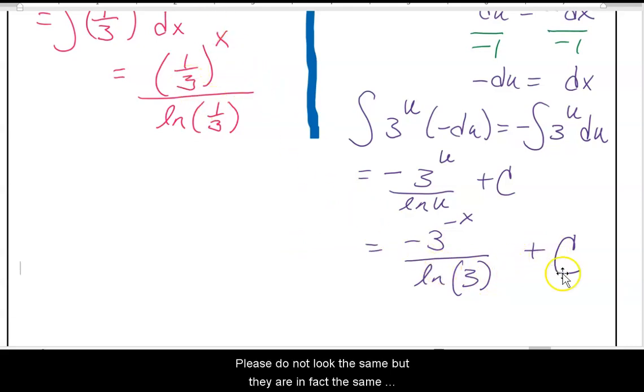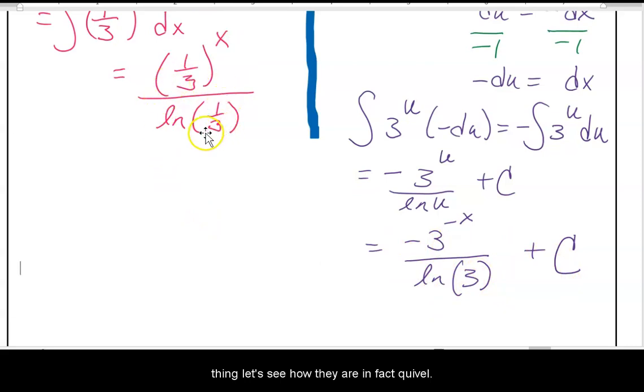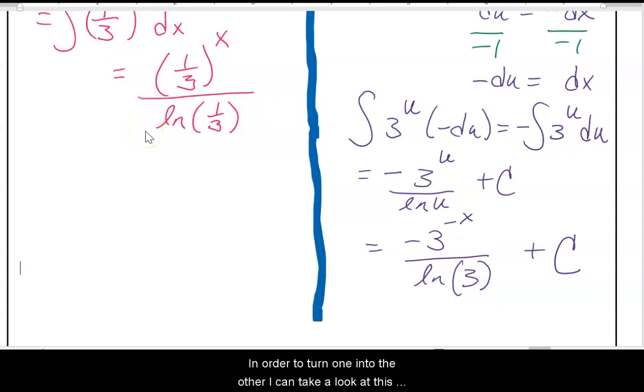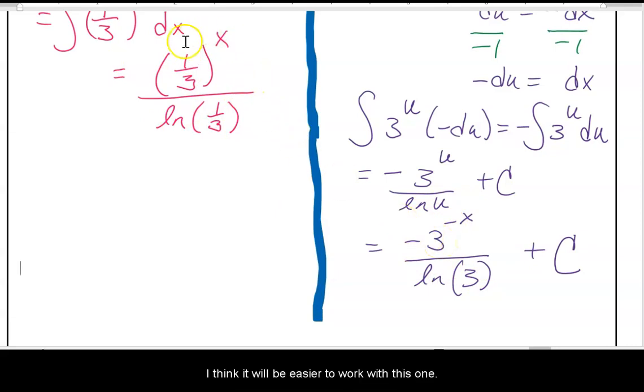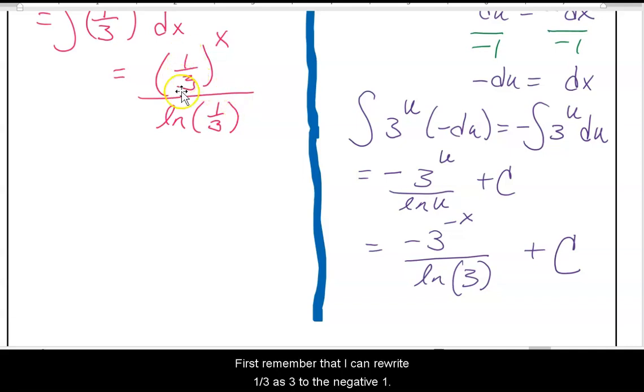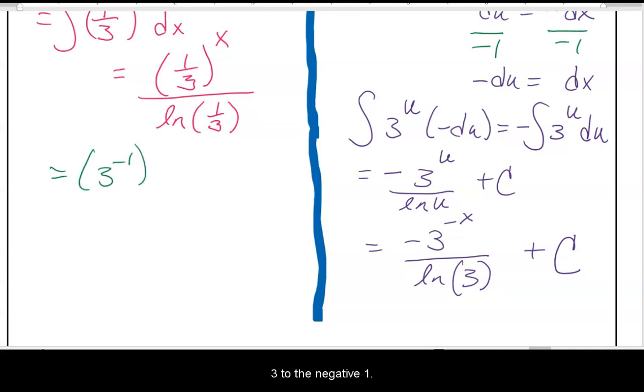These do not look the same, but they are in fact the same thing. Let's see how they are in fact equivalent. In order to turn one into the other, I can take a look at this one and see if I can turn it into this one, or I could go vice versa. I think it will be easier to work with this one. First, remember that I can rewrite 1/3 as 3 to the negative 1. Let's do that now. That would give me, in parentheses, 3 to the negative 1 to the x.